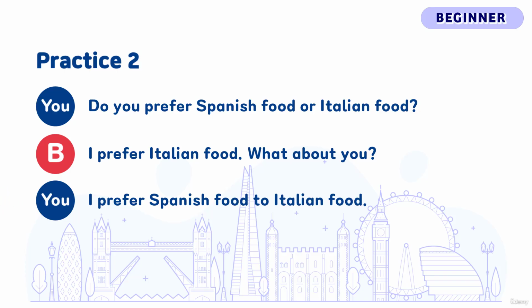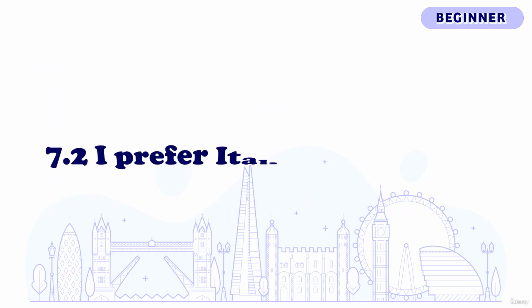Fantastic effort today. Well done. Okay, so in this lesson, we learn how to say we like one thing more than another thing using the verb prefer. The next lesson is, as always, the speaking drill lesson, so make sure to take that lesson for more speaking practice.